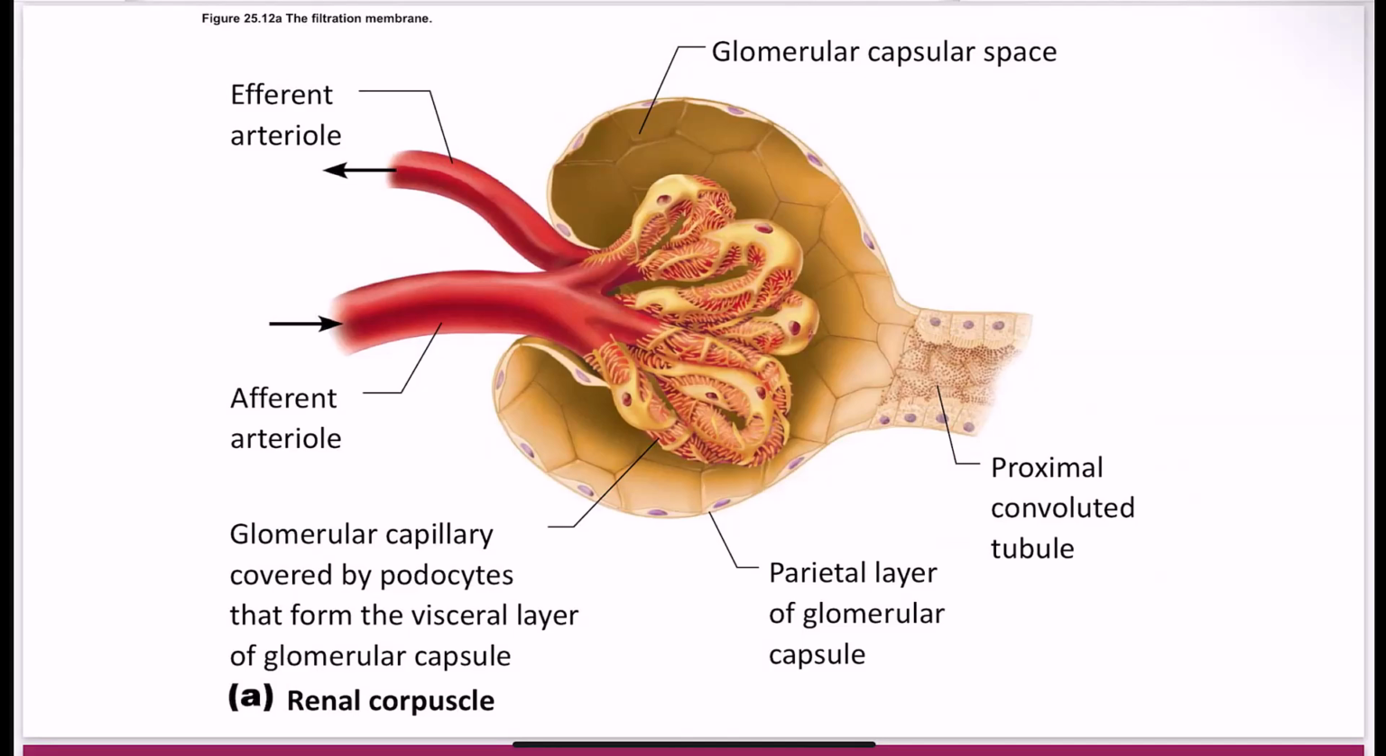A lot of what motivates substances to leave the blood and enter that glomerular capsular space or not is based on pressures, how hard that fluid is pushing on the walls of these vessels, but also how strongly the colloid osmotic pressure is pulling on everything. So let's take a look at that.